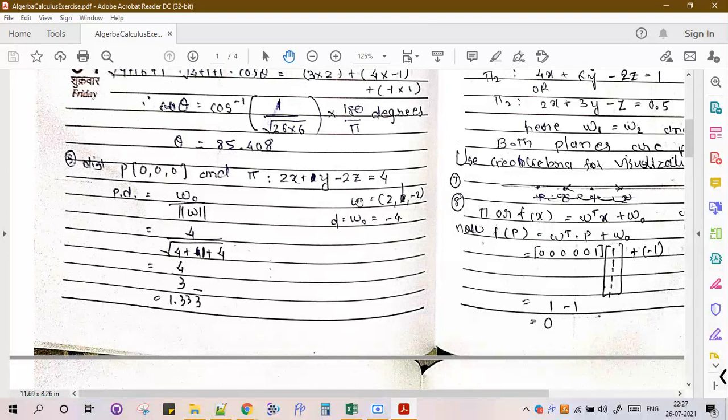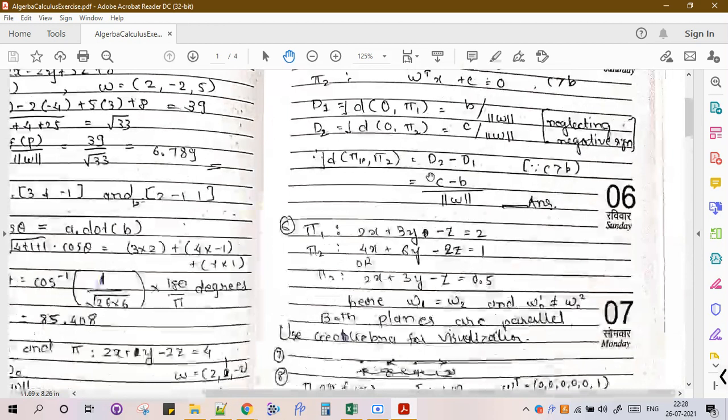So pi is given, so w is nothing but 2, 1, minus 2, w1, w2, w3, and w0 is minus 4. If this 4 comes here, it would be minus 4 equal to 0. So it is nothing but w0 divided by mod w, and we need to calculate the distance. Actually this distance is defined as minus w0 divided by mod w, but when we are talking about distance, the sign doesn't matter. So 4 divided by under root 3. I'm not going into the calculation, you get the idea. Okay.